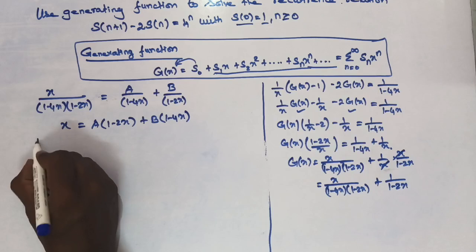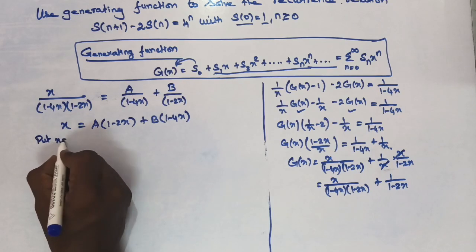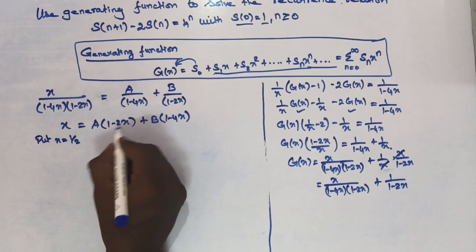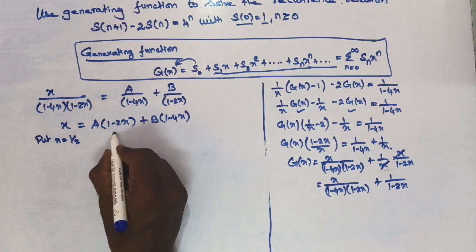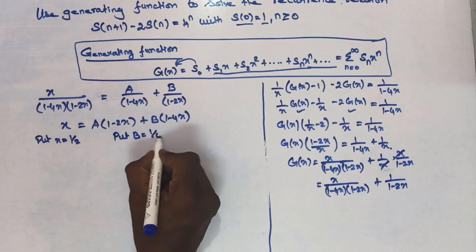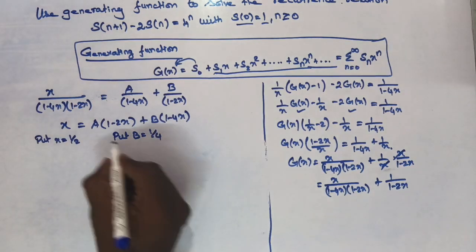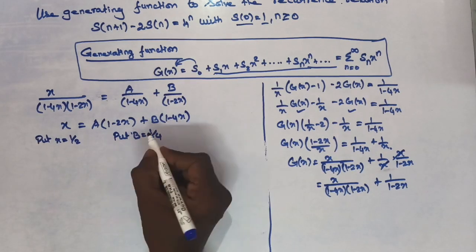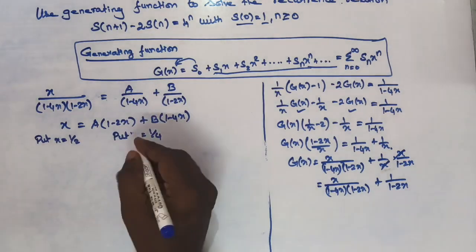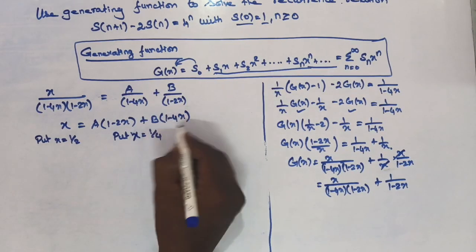So consider, put x equal to 1 by 2, then it will become minus 1, so it will become 0. And put x equal to 1 by 4, then this part will become 0.